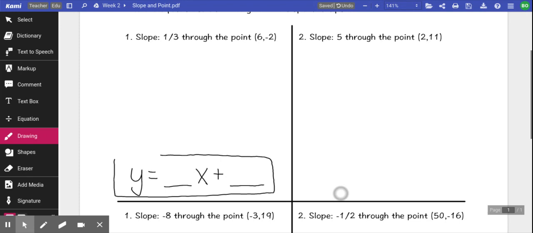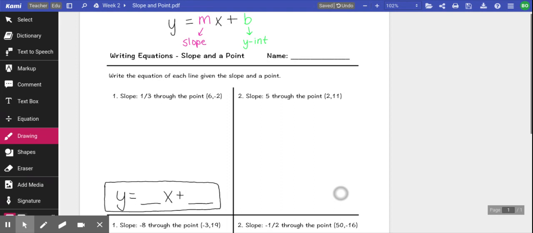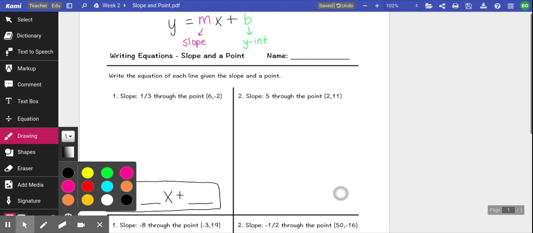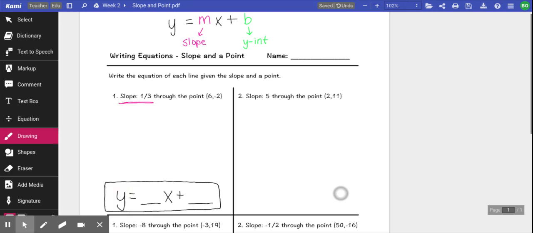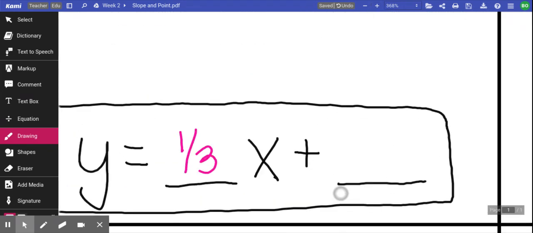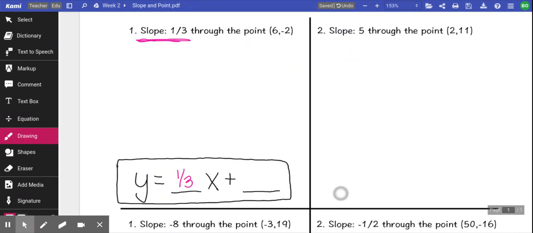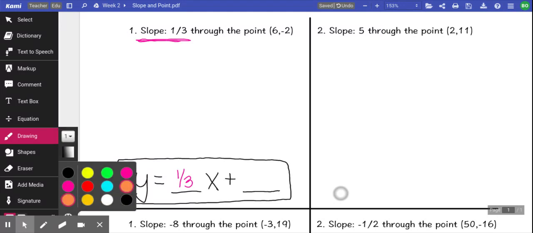That's okay. I know the general setup needs to be this for my final answer. Okay, so our job is to find slope and y-intercept. Luckily for us, our slope, the m, is already given to us. It says the slope is 1/3. So I'm going to put it in for m in my first blank. But I don't know what the y-intercept is yet. They just told me that our line's going to go through the point (6, -2), but I'm going to use that to help us out.